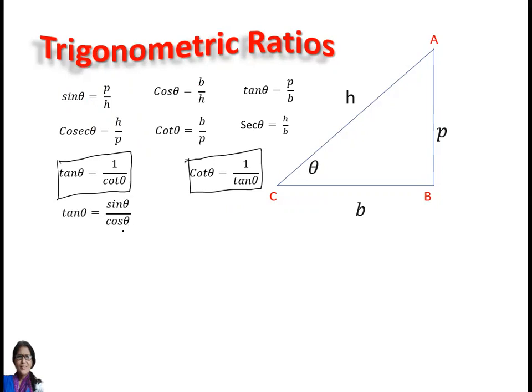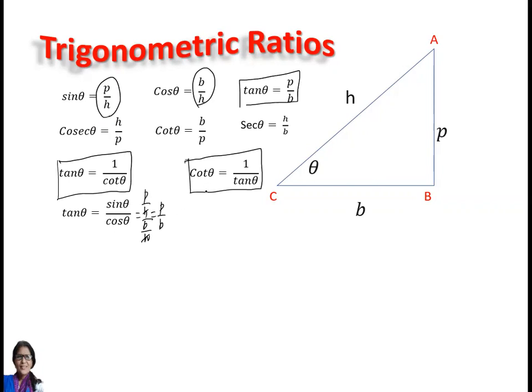Or I can write tan theta as sin theta by cos theta. See, sin theta is equal to P by H, cos theta is equal to B by H. So if we divide P by H by B by H, what are you getting? You are getting P by B. P by B is nothing but your tan theta. So sin theta by cos theta is tan theta.